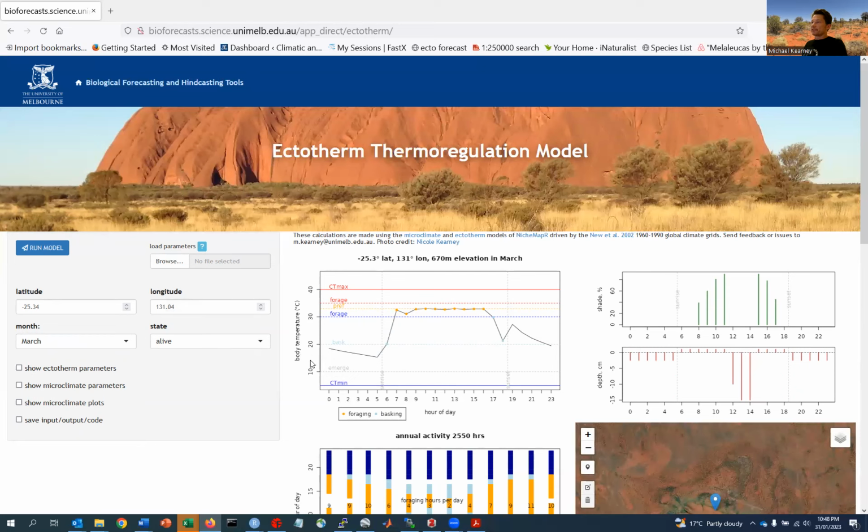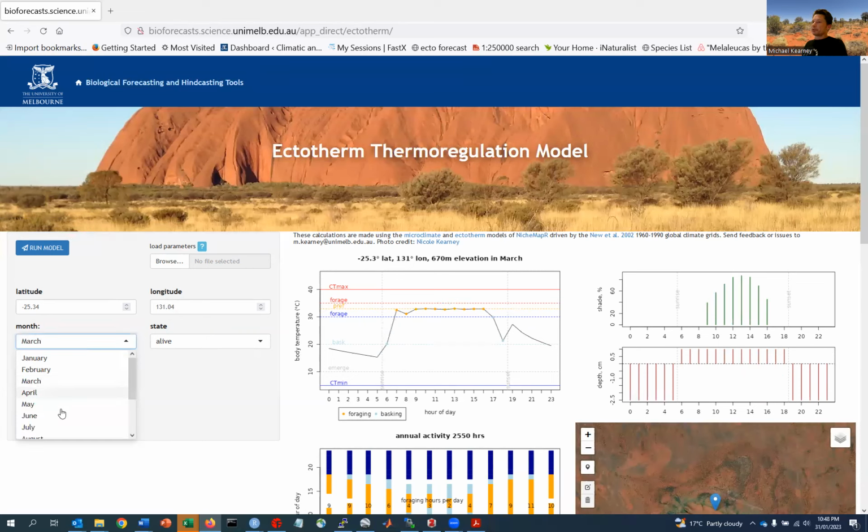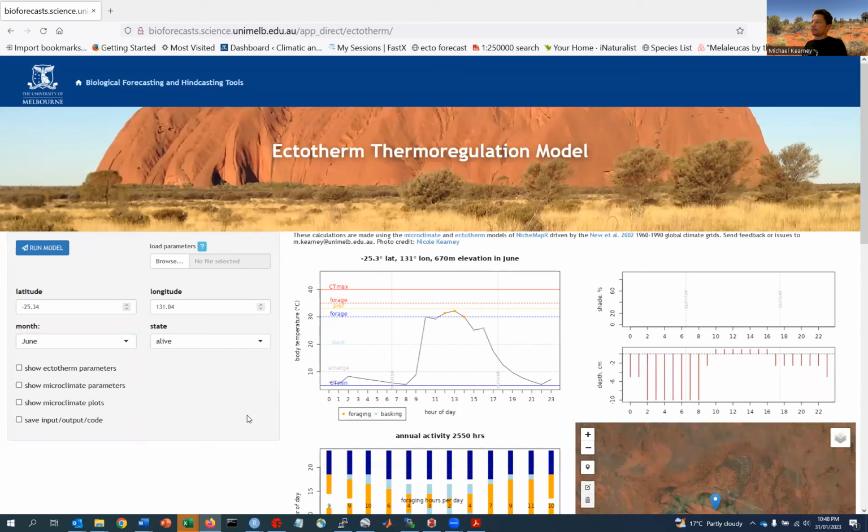Actually, this is not updating for some reason. Just going to run the model again. All right, now it's updated. So you can see it needs shade in the middle of the day, but it's actually able to be active all the time. If we go to a really cold month, June, you can see even in June at this place, they can get 3 hours of activity in, and they'd be basking for 4 hours of the day, but they wouldn't need any shade at all.